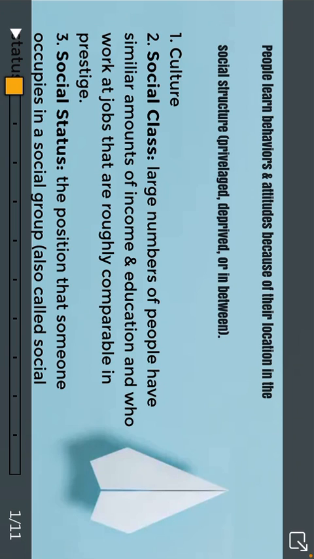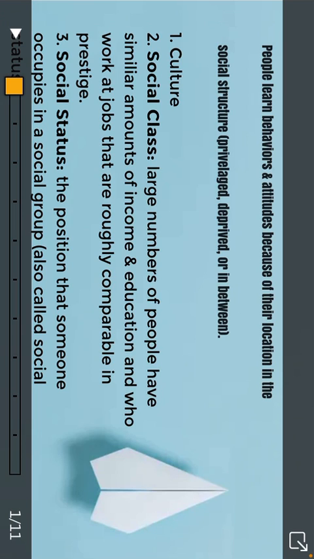People end up learning behaviors and attitudes because of their location in certain structures, right? Think about that. If you're privileged or deprived or in between, you might have different levels of access to things, right? Different belief systems, different values, different behaviors that might guide your day-to-day access to things or places or people, okay? So let's break this down further.